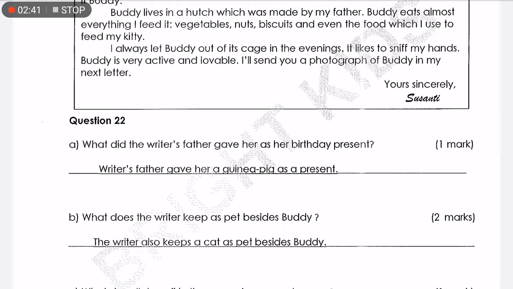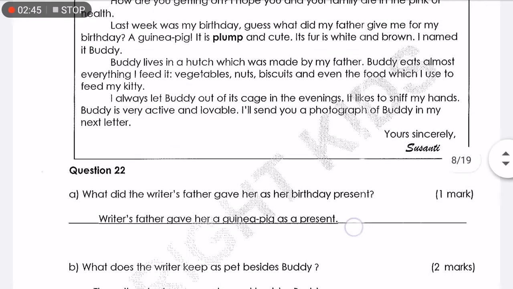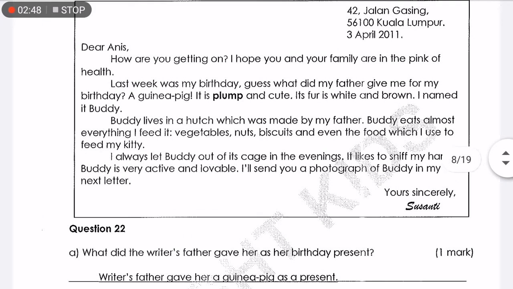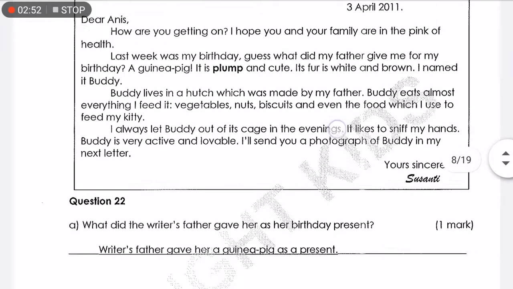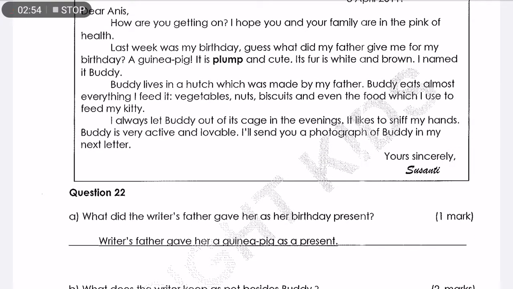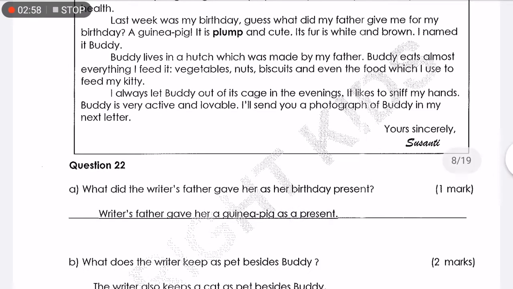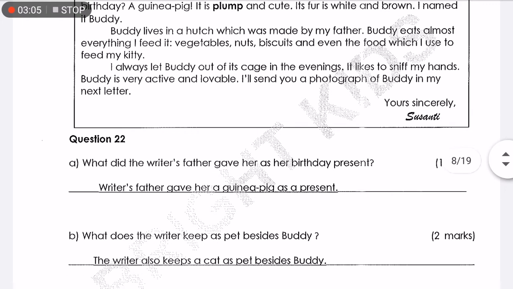Question A. What did the writer's father give her as a birthday present? If you can see, it's in paragraph number 2 here, a guinea pig. Alright, so how do you answer? This is a 1 mark question, so you need to answer in full. Writer's father gave her a guinea pig as a present. That is how you should answer in a full sentence. You cannot answer just guinea pig. If you write guinea pig, maybe the teacher will deduct your marks during the exam.